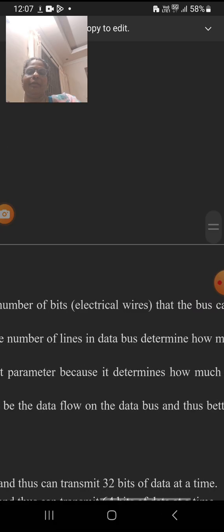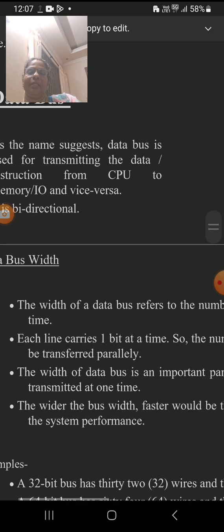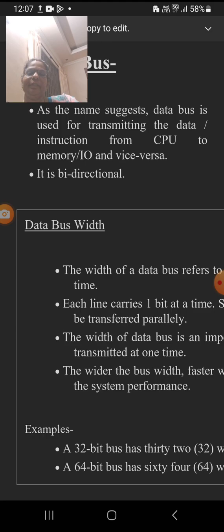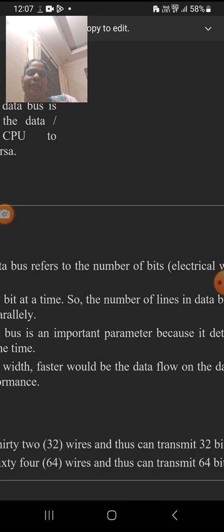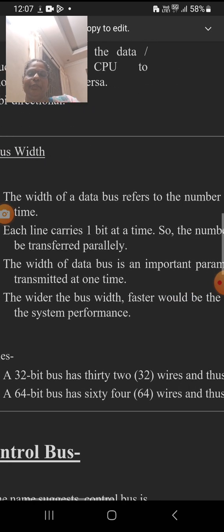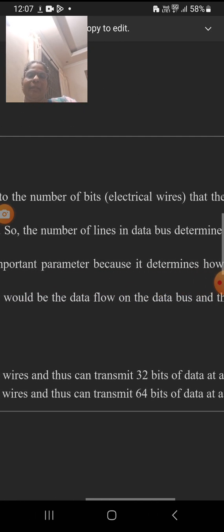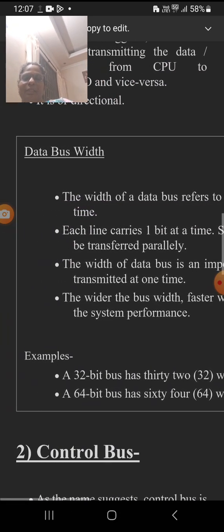The number of lines of a data bus determines how many bits can be transferred in parallel. So the width of a data bus is an important parameter because it determines how much data can be transmitted at once. The wider the bus width, the faster the data flow on the data bus, and thus the better the system performance. For example, 32 wires can transmit 32 bits of data at a time, and 64 wires transfer 64 bits at a time.